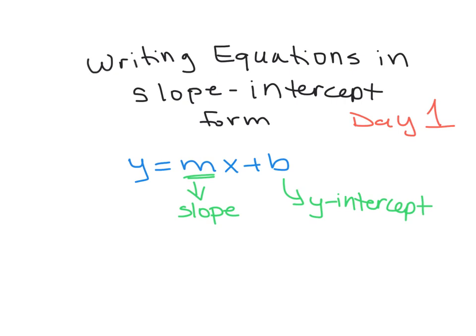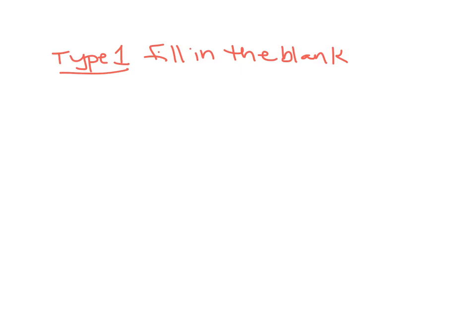Okay, so now there are going to be three different types. Type 1, I just call this fill in the blank. And we did practice this when we started graphing, but that was probably in December.